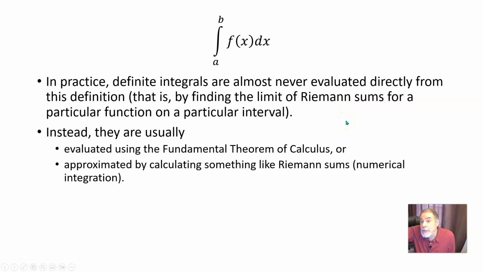Not the limit of the sums, but just some actual Riemann sums or something similar to that for a fairly narrow partition. So divide the interval up into subintervals and do some calculations, and that's what's called numerical integration. So if you have a programmable calculator or a computer app that will evaluate definite integrals for you, there's a good chance that what it's really doing is a lot of number crunching, calculating a bunch of Riemann sums or something similar to come up with the value of the definite integral.